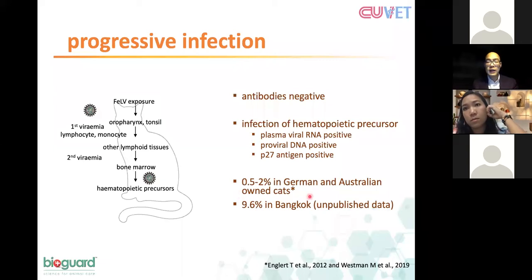The infection is active and continues. The number of these cats is about 0.5 to 2% in German and Austrian owned cats, but also quite high, about 10%, in Bangkok, the same highly densely populated setting. This is the group that you really have to pay attention to. They will have a shorter lifespan compared to uninfected cats. At some point in their life, they will show some FeLV related clinical manifestations.